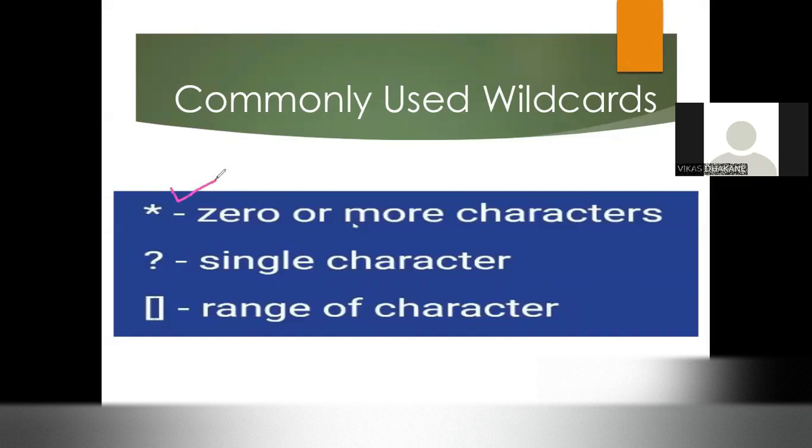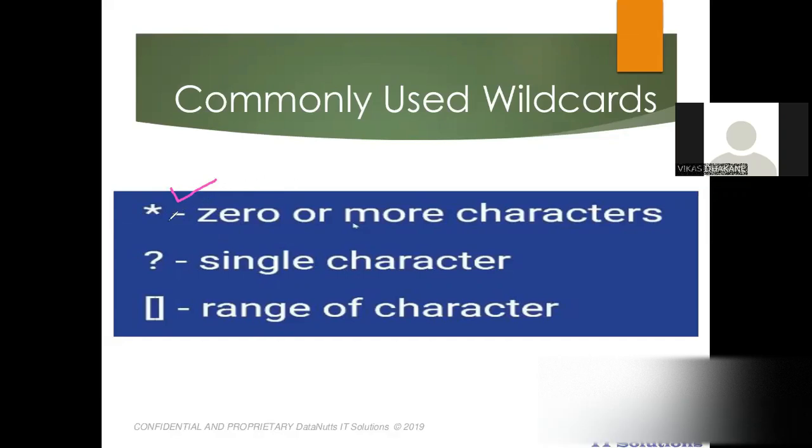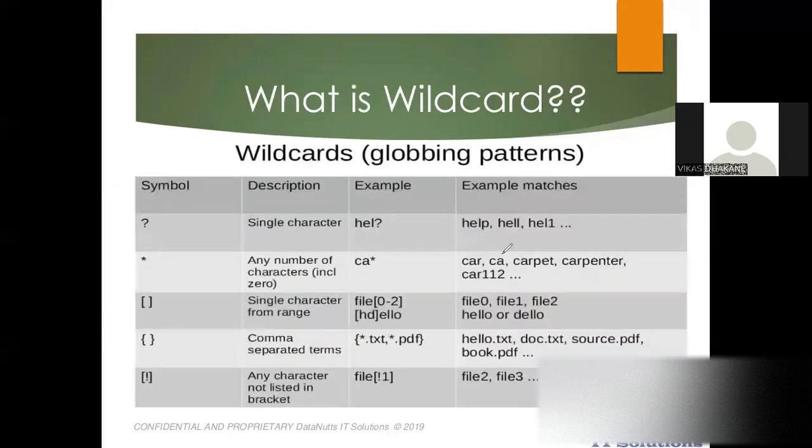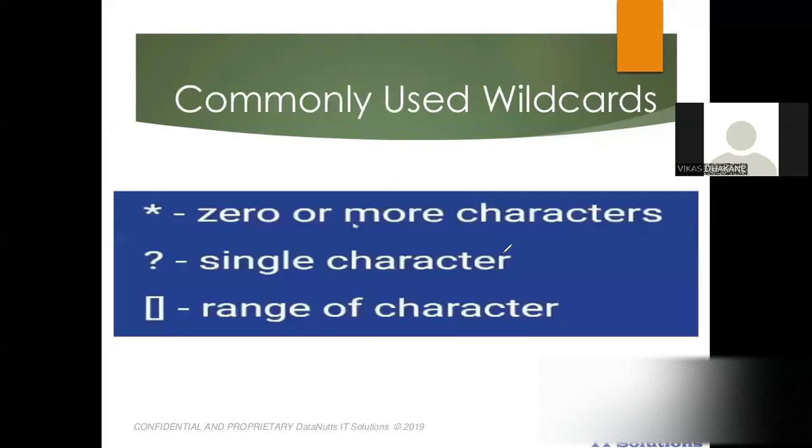So in shell scripting, the mostly utilized wildcards are star, question mark, and the single range of characters. Okay. So already we have discussed the star indicates zero or more characters, question mark indicates a single character, and these open close square brackets indicate a single character from the range.